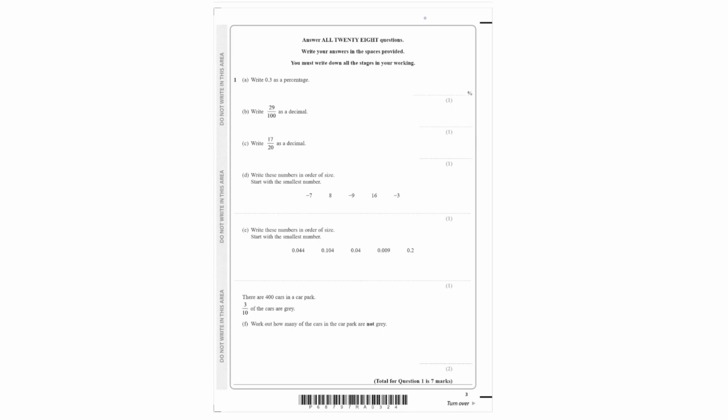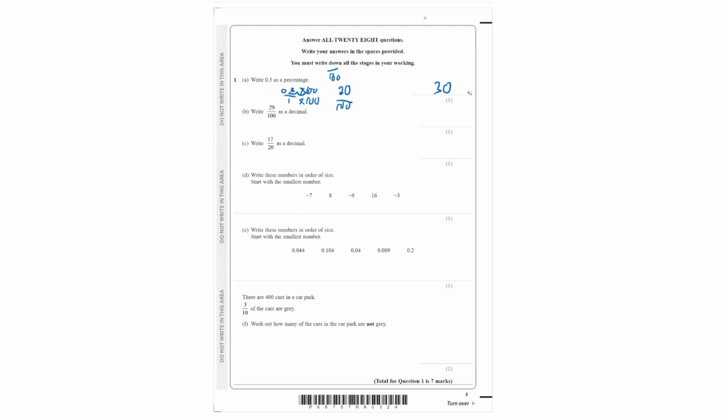Write 0.3 as a percentage. We can write this as 0.3 over 1, and the percentage is over 100. So we can simply multiply both sides by 100. And when multiplying by 100, we move the decimal to the right twice. So we have 30 over 100. So we have 30%.